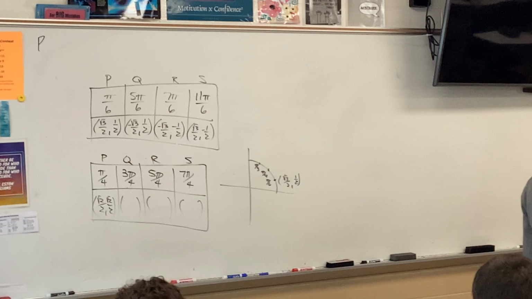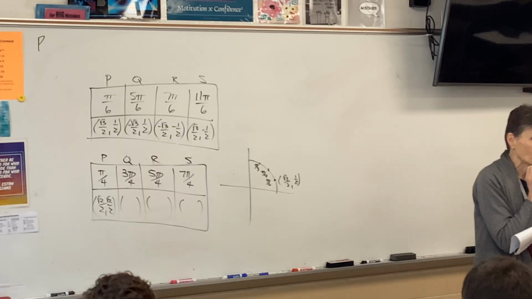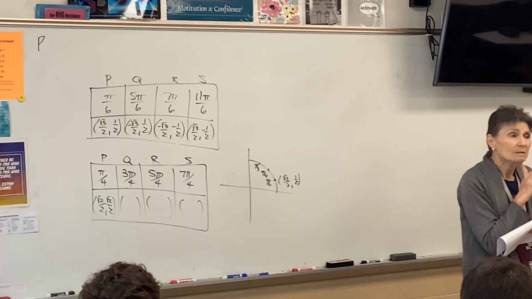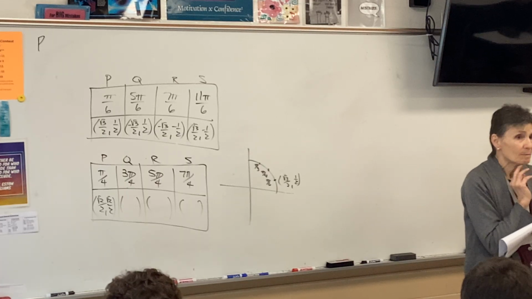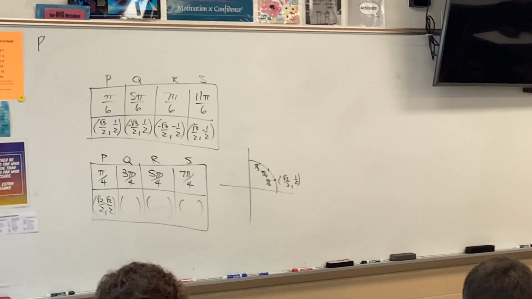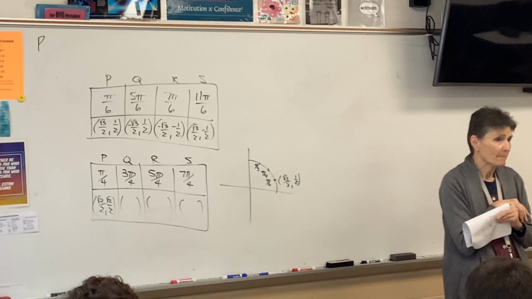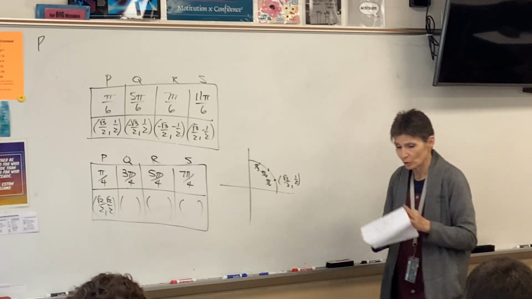I think B is an easy one. I love the pi over 4s because I know sine and cosine are both going to be root 2 over 2. I just need to worry about if they're negative. Is the cosine at 5 pi over 4 going to be a positive or negative number? Negative, because where's 5 pi over 4? Quadrant 3, and x and y are negative in quadrant 3. So B is negative root 2 over 2. All right, go ahead, fill in some more and we'll check them.